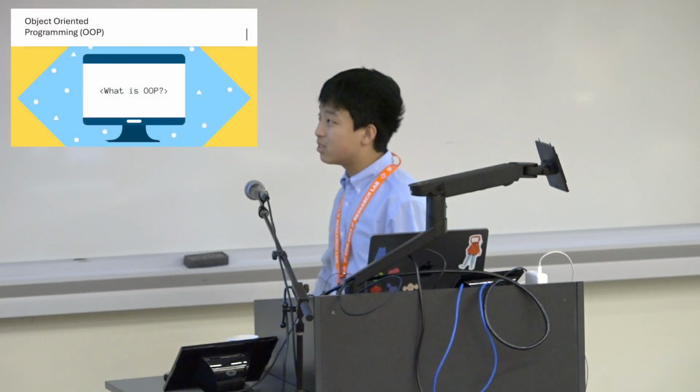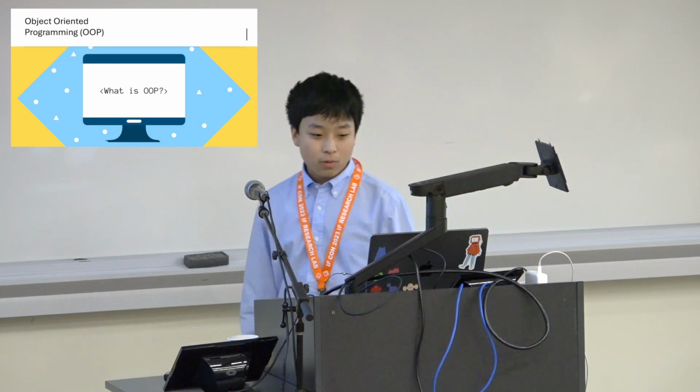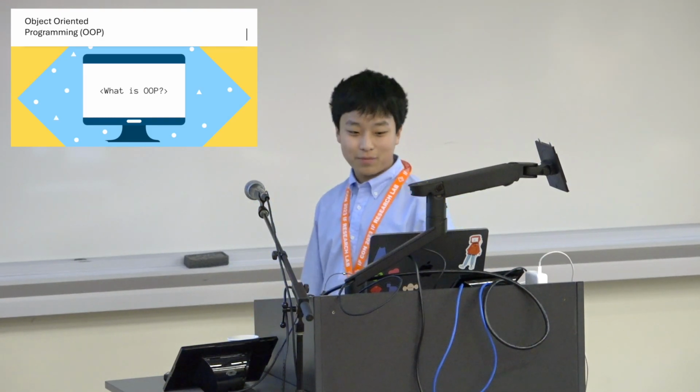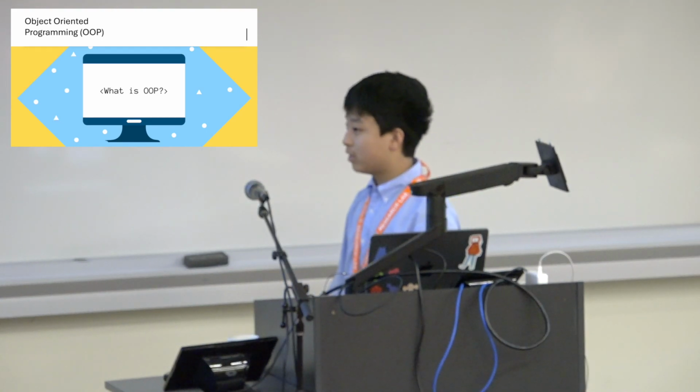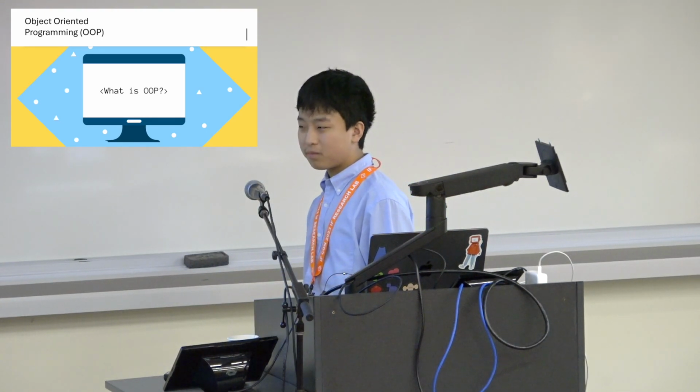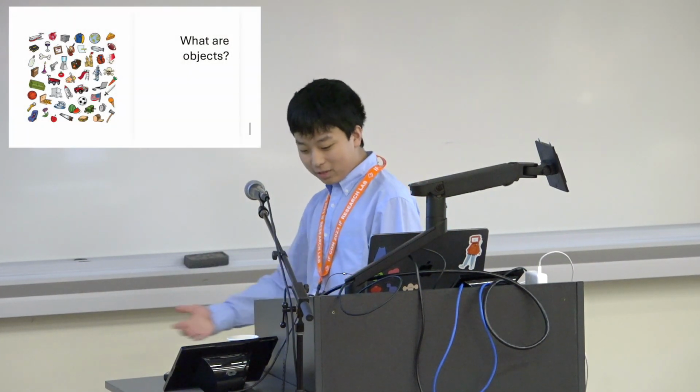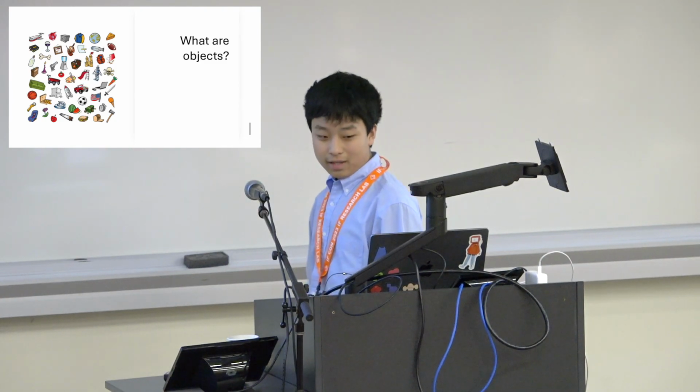So what is object-oriented programming? Well, object-oriented programming is a way of structuring programs by grouping related properties and behaviors into individual objects. But what specifically is an object? Like, everything around us is an object, isn't it? And this is very true.